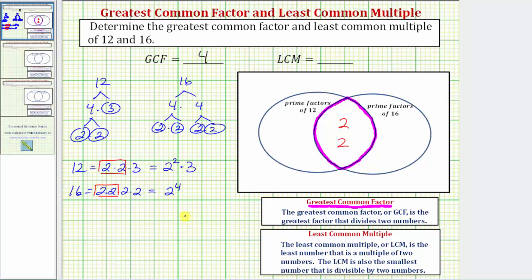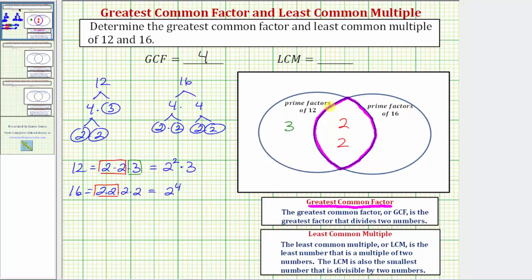And now let's complete the Venn diagram. The set on the left must contain all the prime factors of 12. Notice right now the set only contains two factors of 2. Looking back at the prime factors of 12, notice how the set is missing the factor of 3. But because this 3 is not a common prime factor with 16, it must go in this region here. 3 is a prime factor of 12, but not a prime factor of 16.